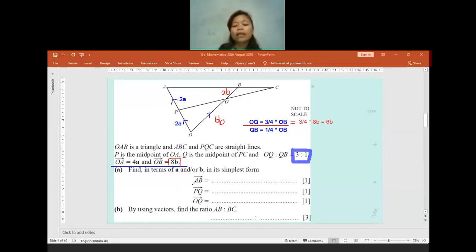Now let us find the vector AB. AB means we go from A to O. After that, from O we go to B. So what vector will it be?